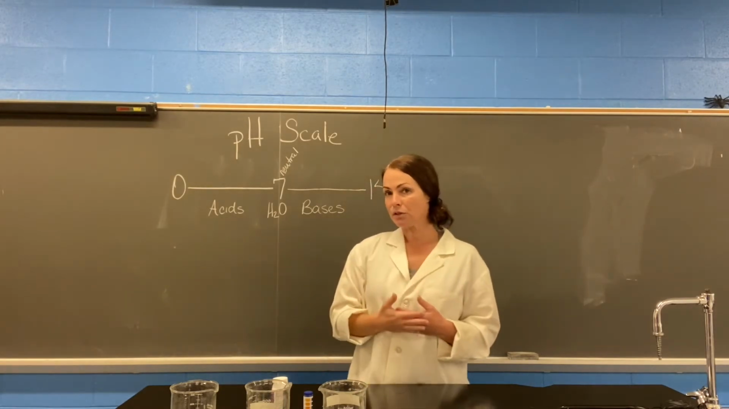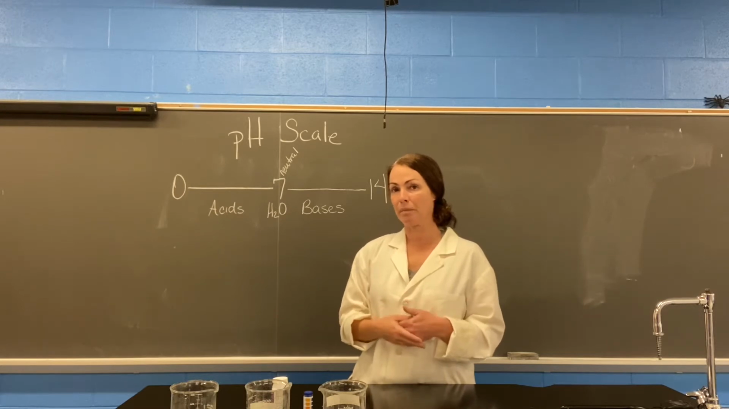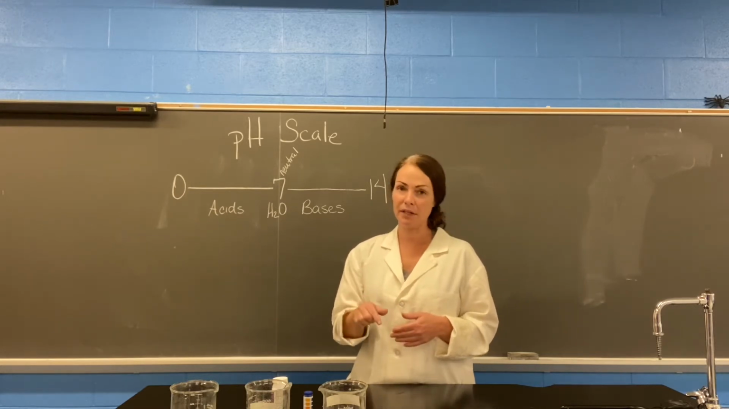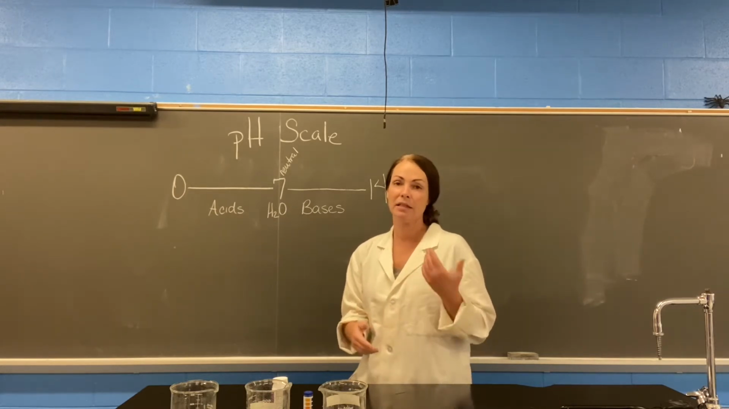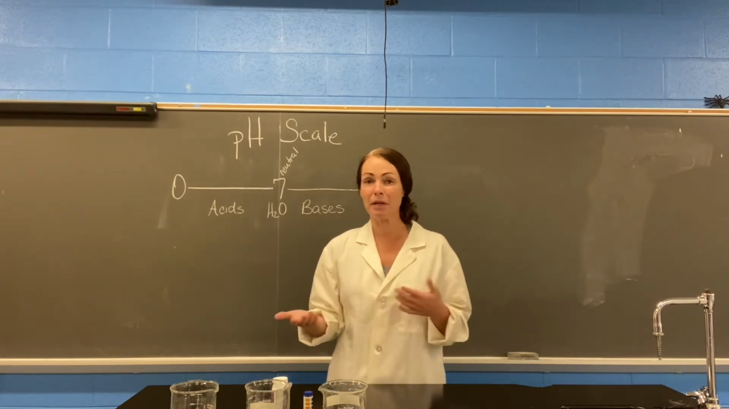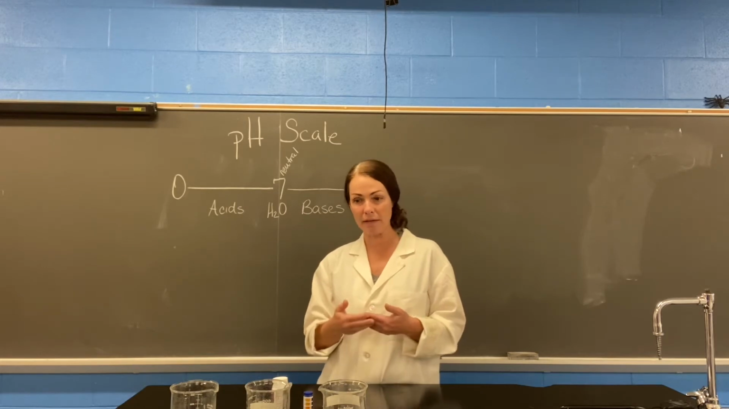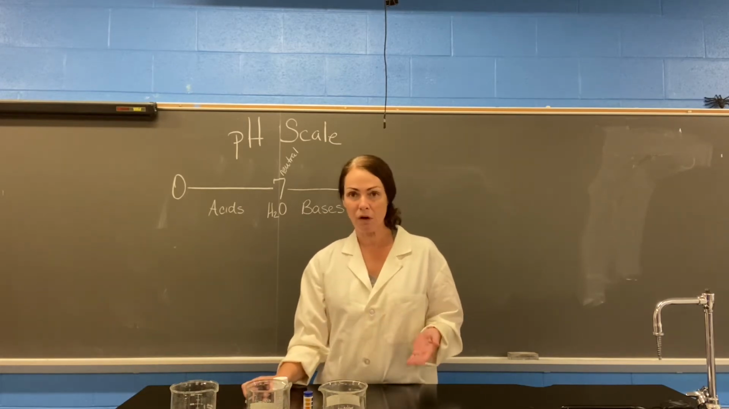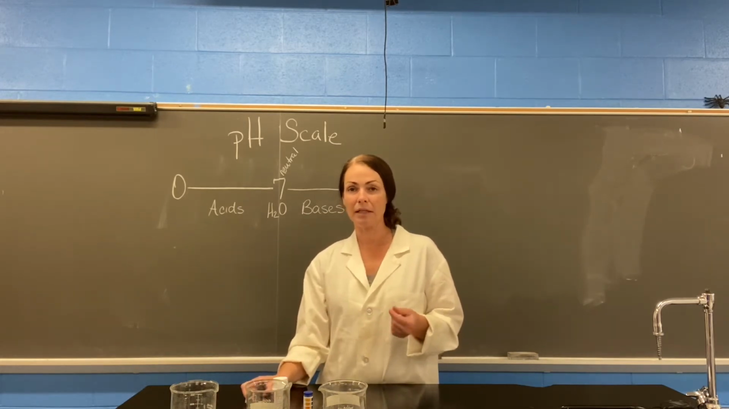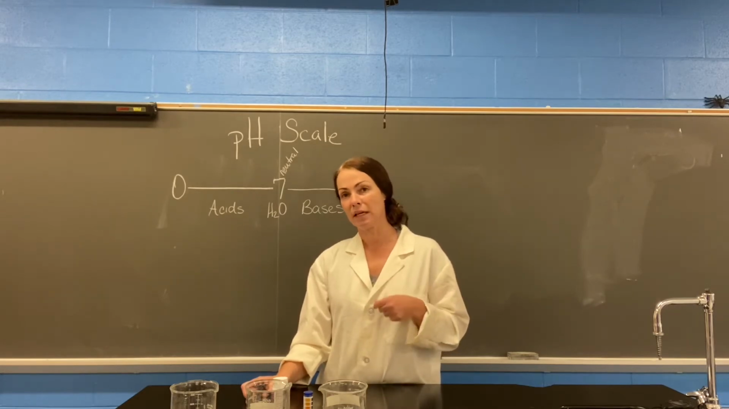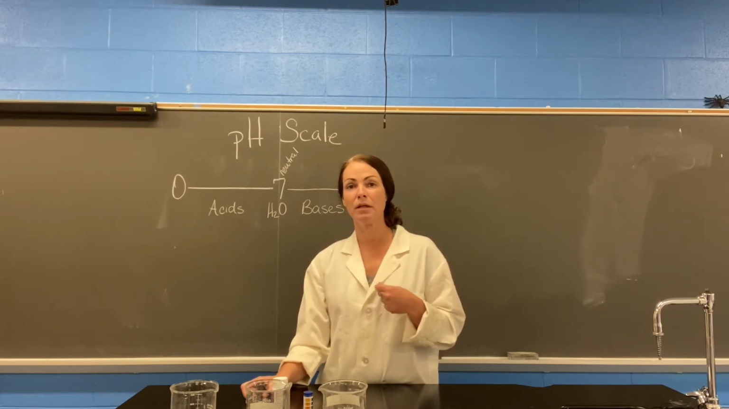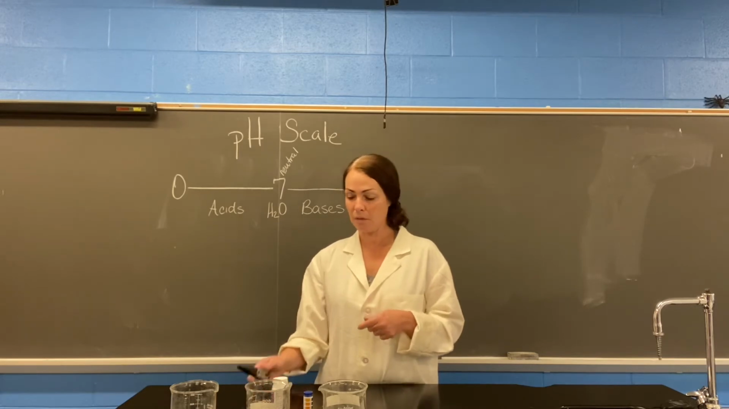In order to determine if something is acidic or basic, we don't want to stick our finger in it or taste it to see if it's sour or if it's bitter, because if it's a strong acid or a base, it can do some serious damage to our skin. So we use something called indicators instead, and an indicator allows us to safely test a substance to determine where it falls on the pH scale.